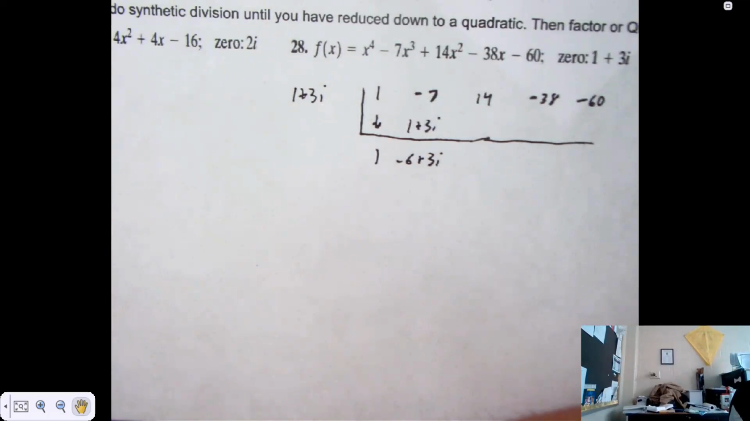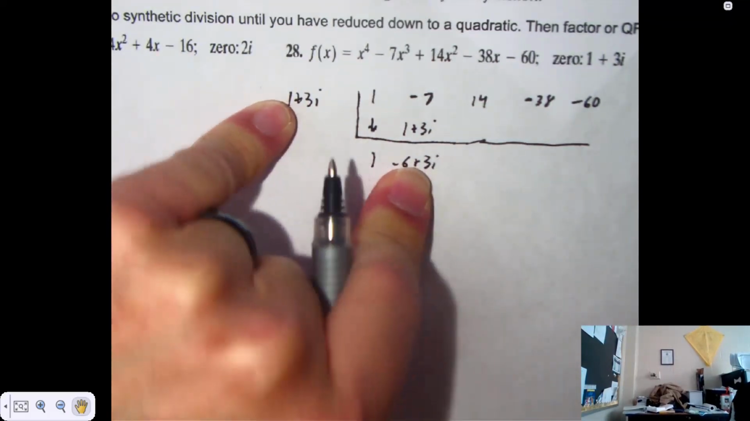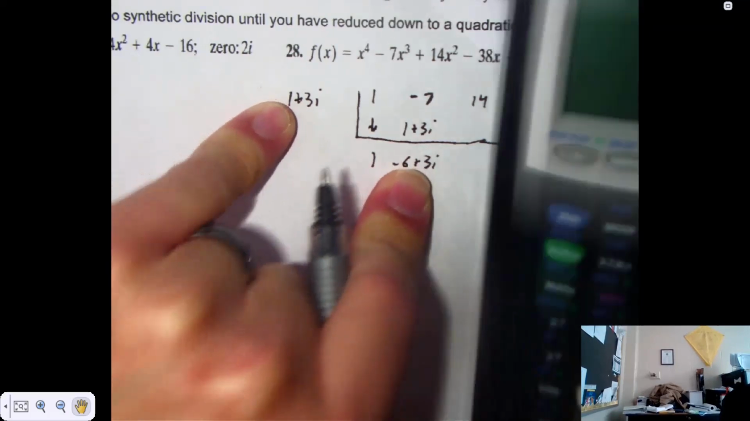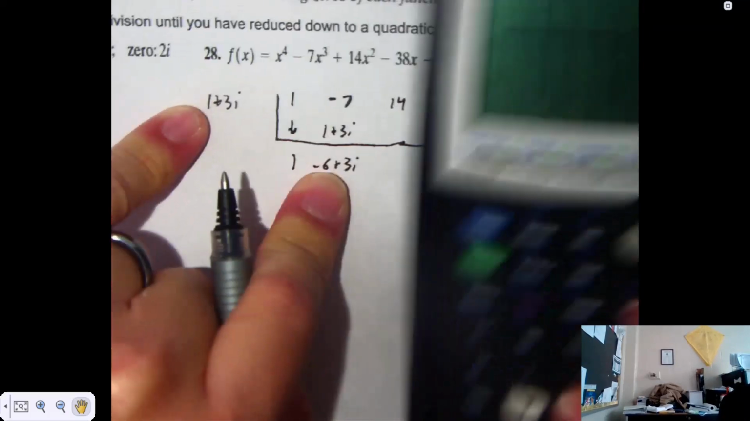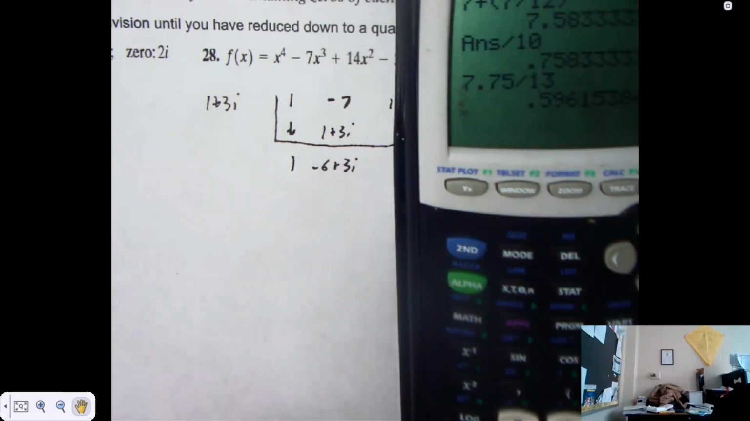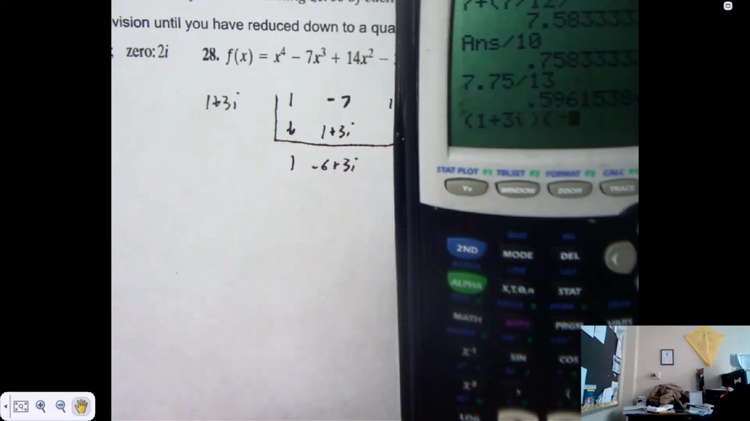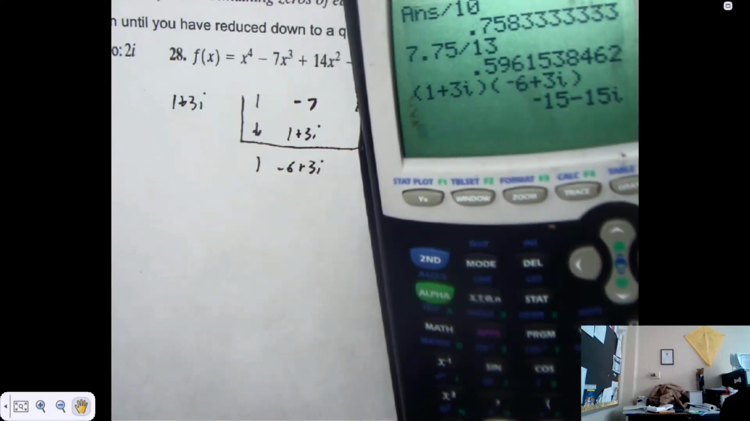Negative 6 plus 3i. Now normally if I had time I'd go off the side and I'd figure out what the product of these two things are. I'm not going to. I have this, and it has an i button, doesn't it? So here we go. 1 plus 3i times negative 6 plus 3i. The i button there is the decimal point on your calculator. Second decimal. And that product is negative 15 minus 15i.